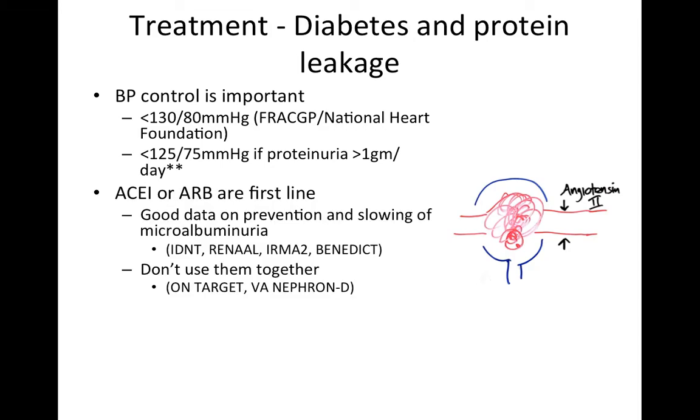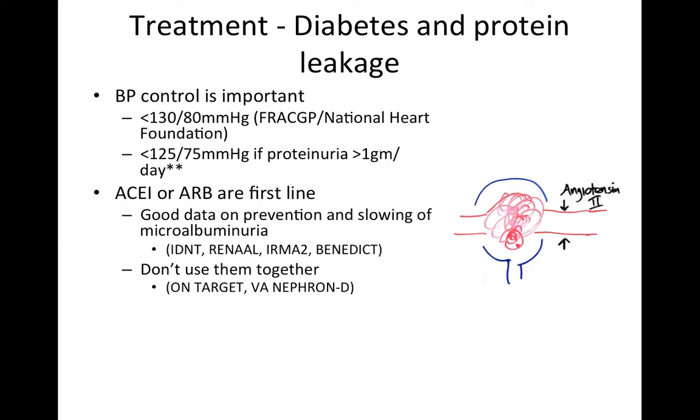The treatment is kind of simple. ACE inhibitors or ARBs are first line, and there's really good data that they can prevent microalbuminuria and also slow it down, but they can't completely stop it. There's also equally good data that you shouldn't use them together. So ONTARGET is the classic older trial that used ramipril and telmisartan in about 25,000 people. And yes, it did decrease the amount of protein, but people got hypotensive, they started collapsing, they got renal problems and hyperkalemia. And it didn't quite reach statistical significance, but there was a trend toward more people dying as well. So that was thought to be a bad idea. And the VA NEPHRON-D came out last year as well, with similar findings.